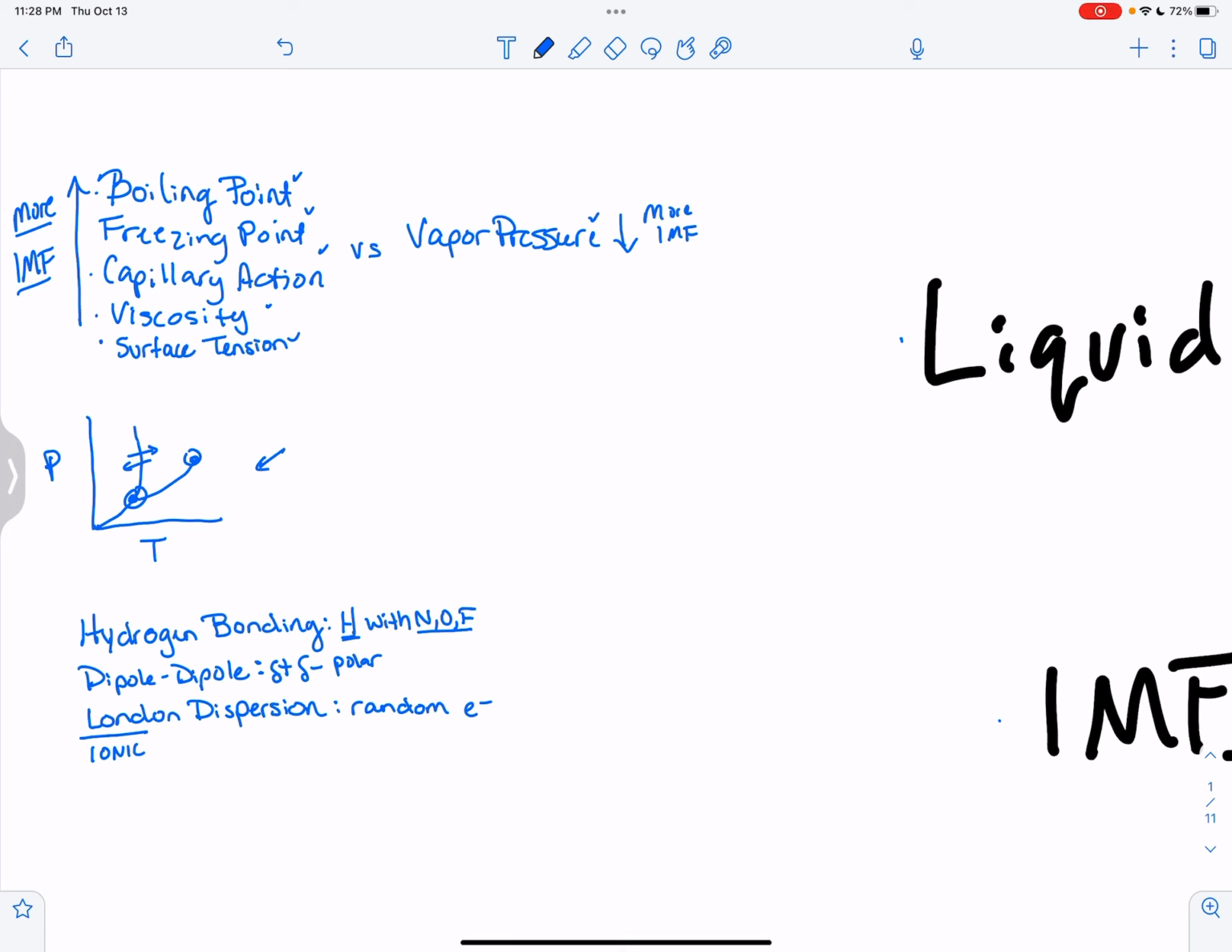And then you'll learn about London dispersion, which has to do with just random electron distributions, making one side of the molecule temporarily kind of electron rich for a moment, and then it stops being that way.